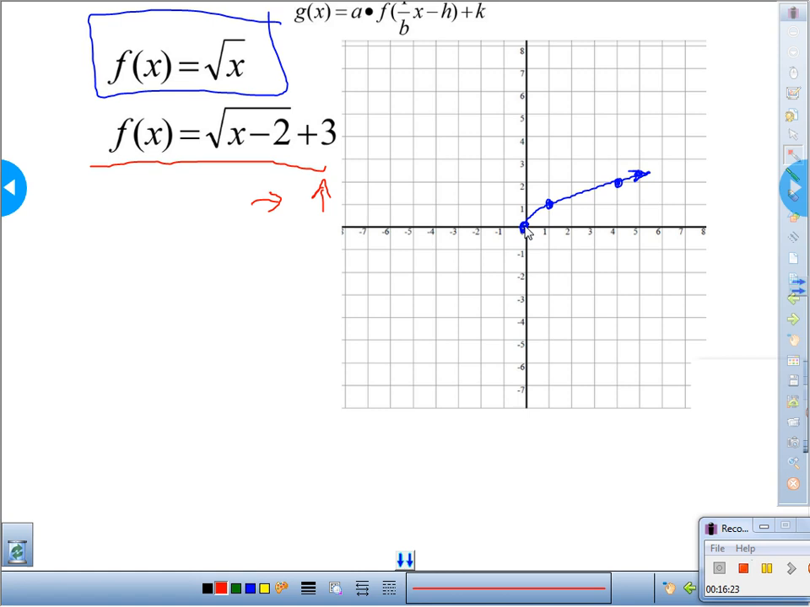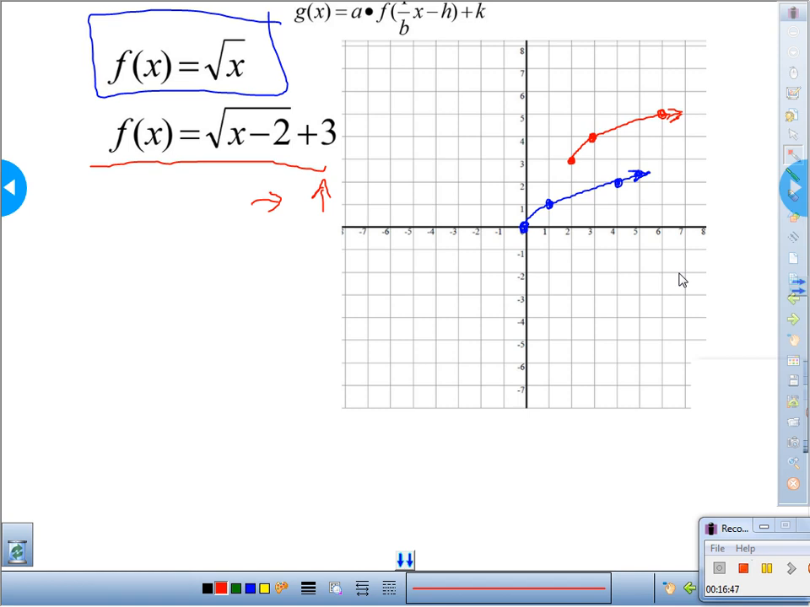I start with this point. At 0, 0, I'm going to move it 2 to the right, 1, 2, 3 up, 1, 2, 3. And there's my new point. I'm going to move this point 2 to the right, 1, 2, 1, 2, 3. And this one, 1, 2, 1, 2, 3. And there's my new function. Yeah, we got this, right?